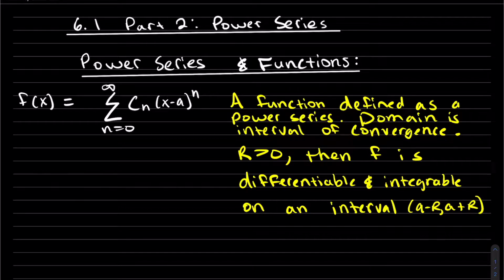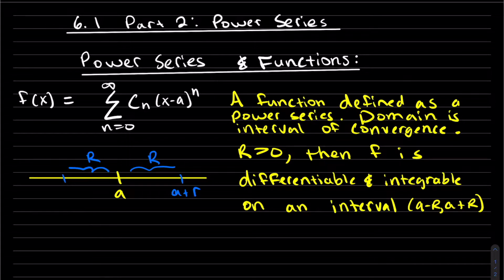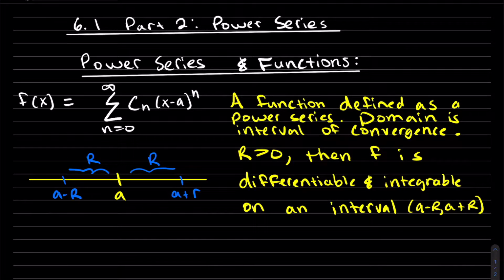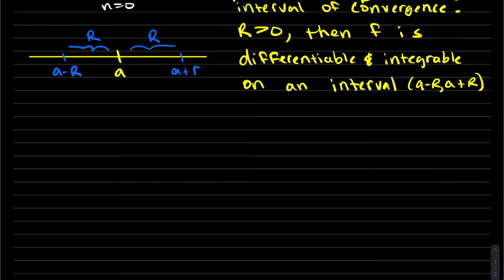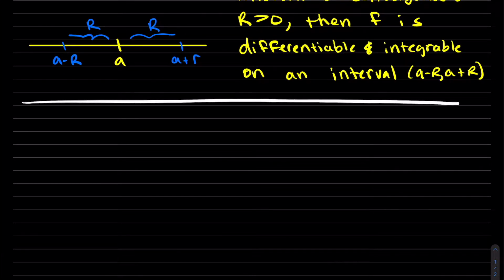If the radius of convergence is greater than 0, then the neat thing is that the function would be differentiable and integrable on the interval centered at a. The radius is R, so we go R to the right and left, and we find these 2 points, a plus R and a minus R. We're going to need this skill in the upcoming sections. We will need to take the derivative of a series and also the integral of a series. So let's see what that looks like.